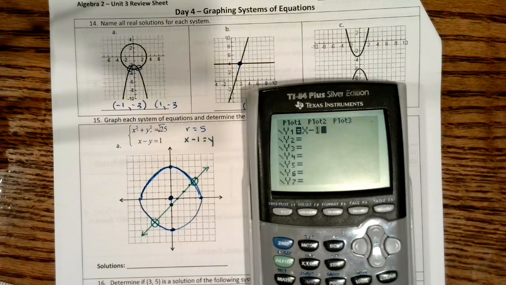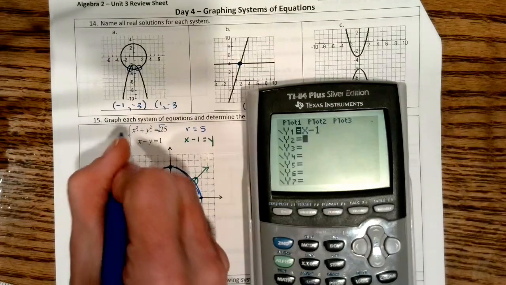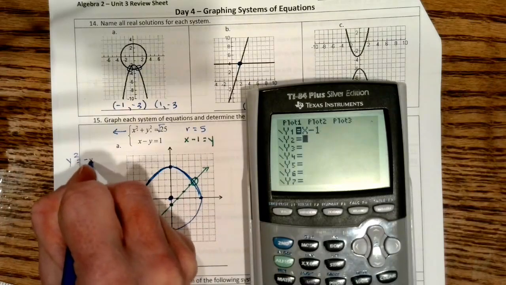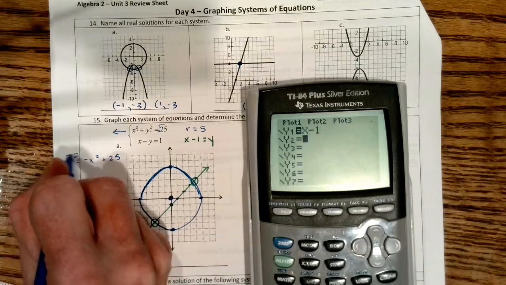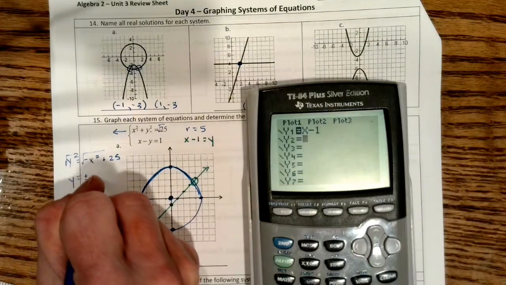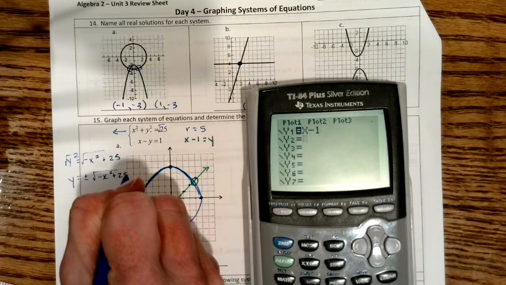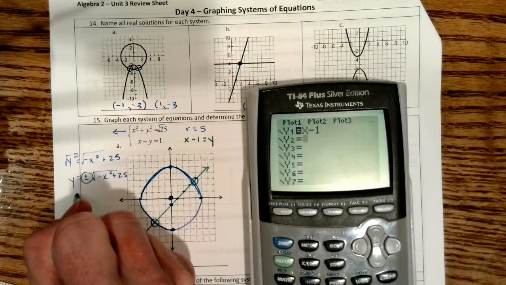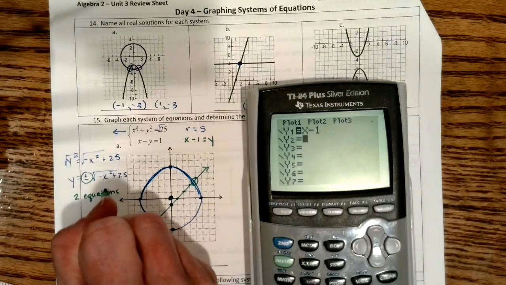X minus 1 is an easy graph to do. For my circle, I'm going to have to solve for y. Y squared is equal to -x squared plus 25. Take the square root of each side. Y is equal to plus or minus the square root of -x squared plus 25. Remember that plus or minus means that there's two equations to enter into the calculator.